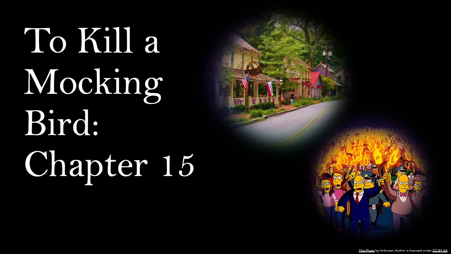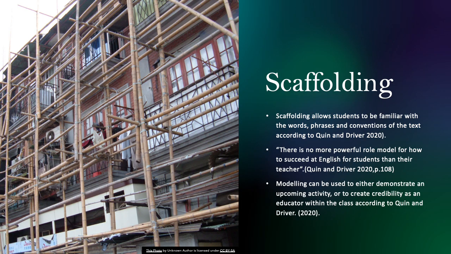Chapter 15 of To Kill a Mockingbird marks a turning point in the novel where the underlying racism present in 1930s Maycomb, Alabama becomes public, with the trial of Tom Robinson, who is accused of beating and raping a young white woman. Quinn and Driver state there is no more powerful role model for how to succeed at English for students than their teacher.